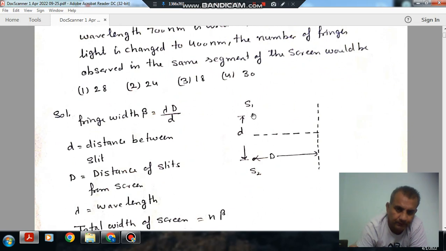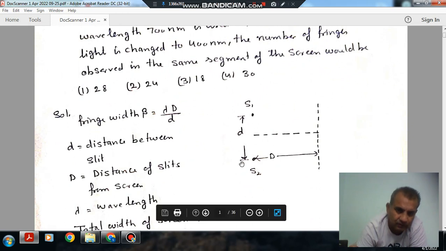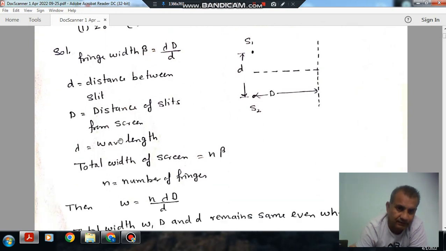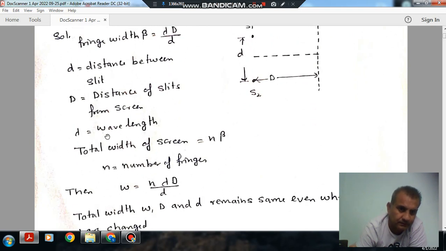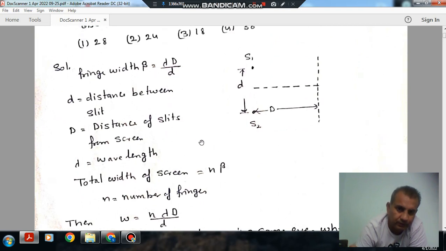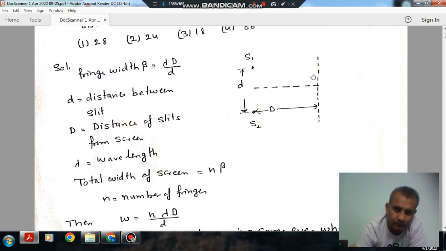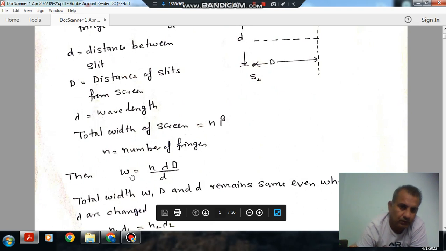So this is your slit S1 and this is your slit S2. The distance between them is small d, and the distance to the screen is capital D. The fringe width is given as lambda capital D by small d, where small d is the distance between slits, capital D is the distance from the screen, and lambda is the wavelength. As this is the width of one fringe, if there are n fringes on the screen, then the total width will be n beta, that is, W is equal to n lambda D by d.